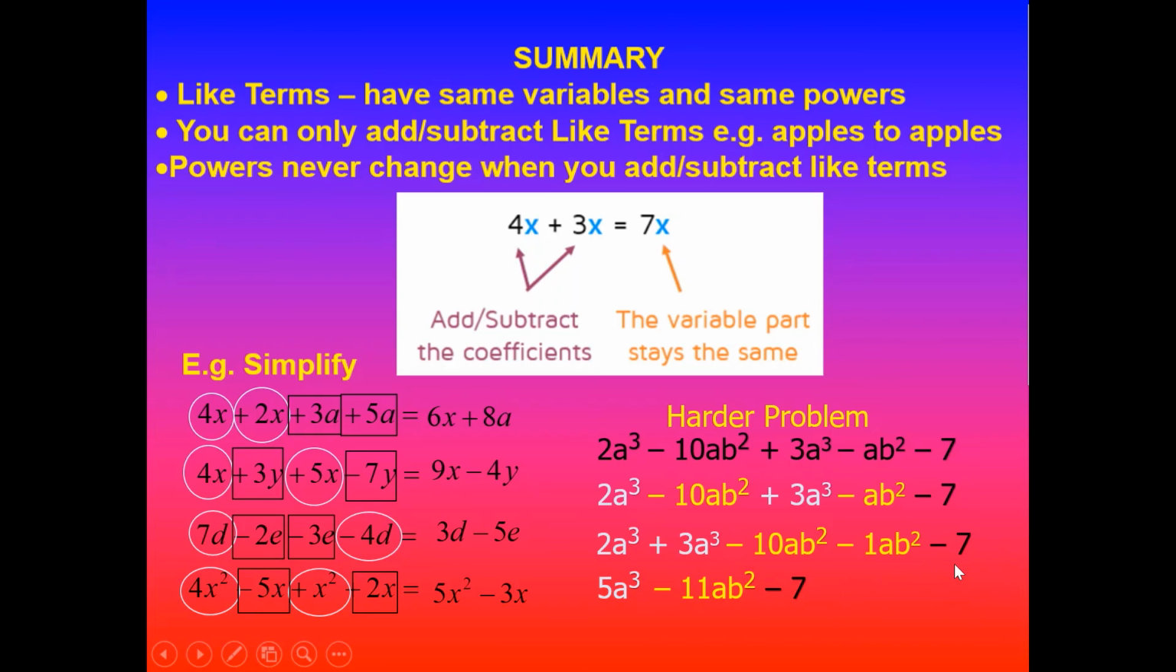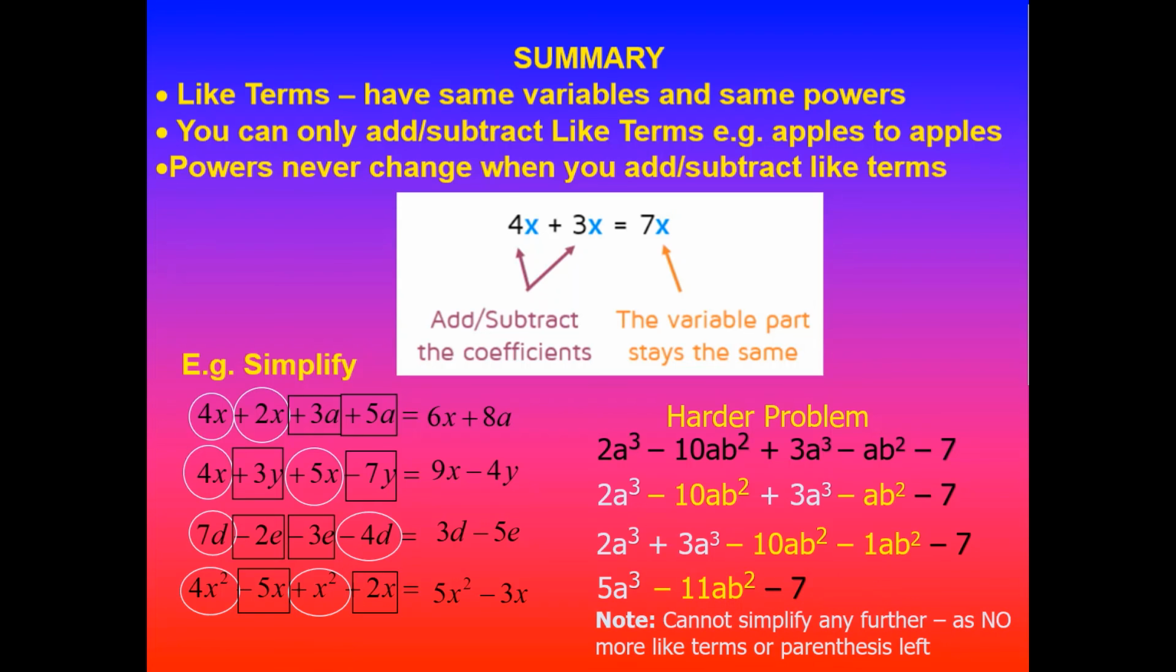And then if I simplify these further, I get 5a cubed take away 11ab squared minus 7. And note we cannot simplify this further because there are no more like terms or parentheses left. So you need to know that you will stop here, and that's your final answer.